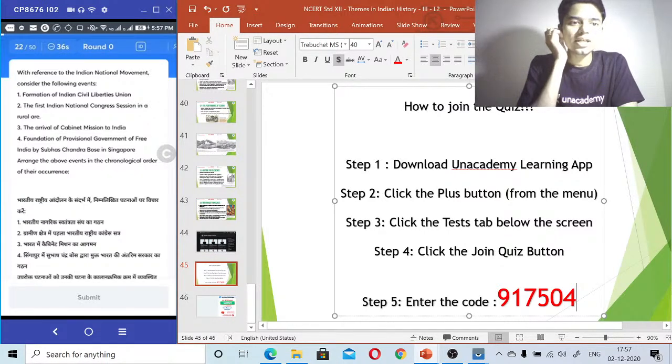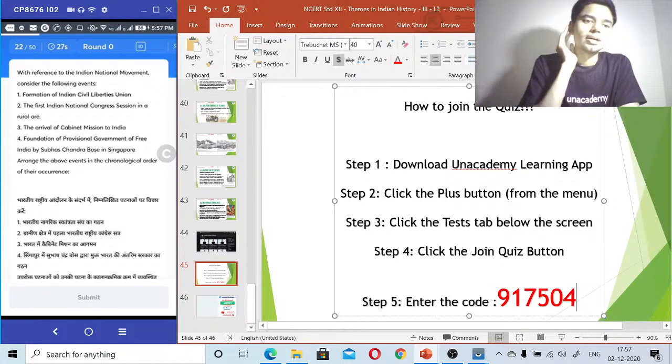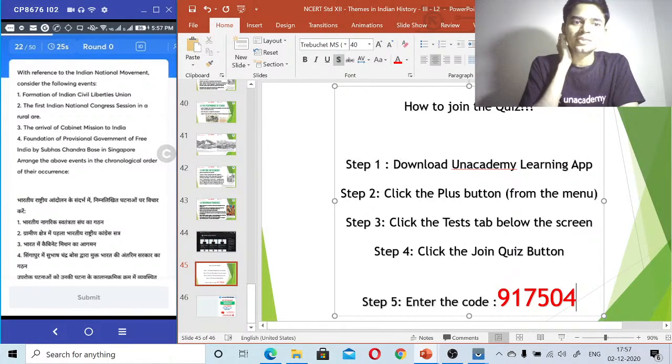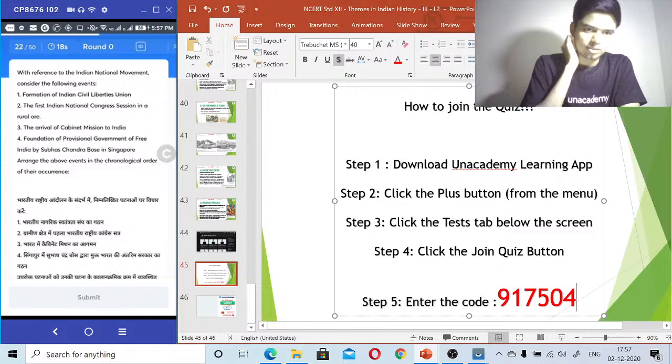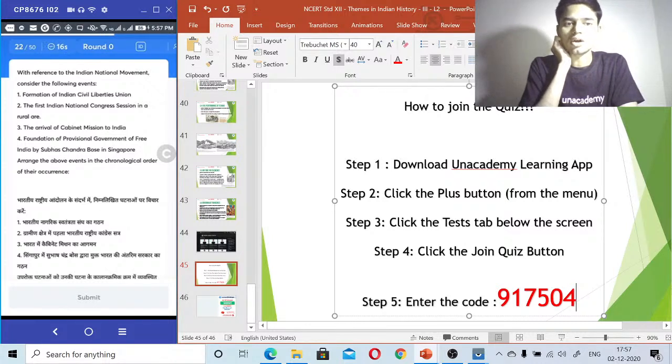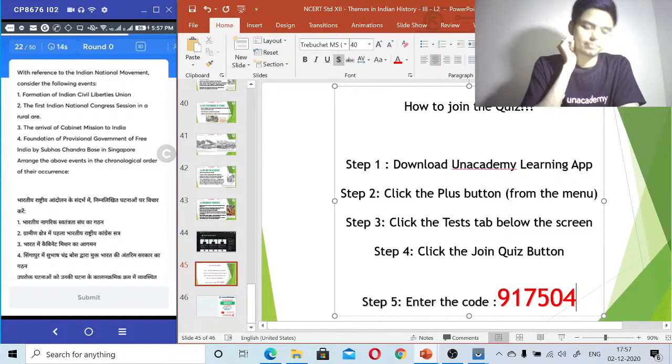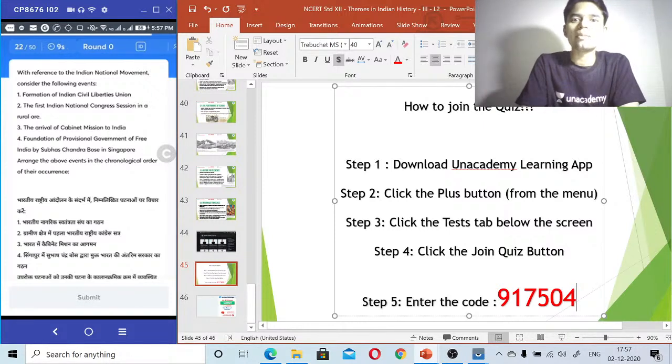22. With reference to Indian national movement, consider the following events. Formation of Indian Civil Liberties Union. The first Indian National Congress session in a rural area. The arrival of cabinet mission to India. Foundation of Provisional Government of Free India by Subhash Chandra Bose in Singapore. Arrange the above events in the chronological order of their occurrence. You have to arrange the above events in the chronological order of their occurrence.